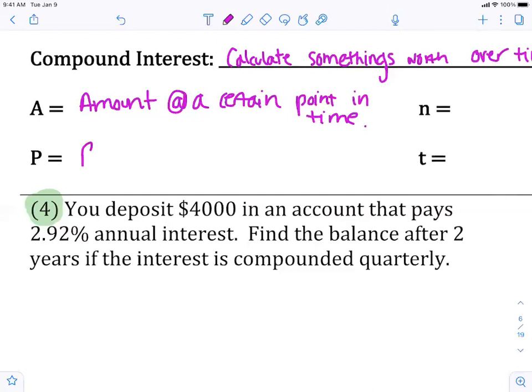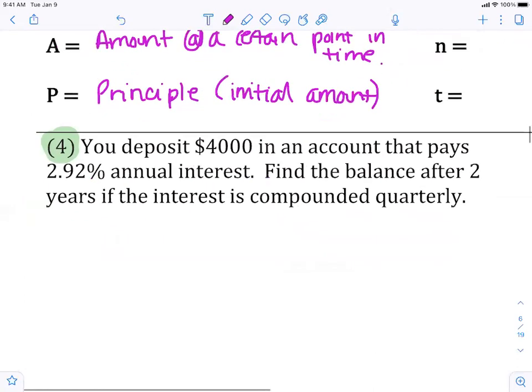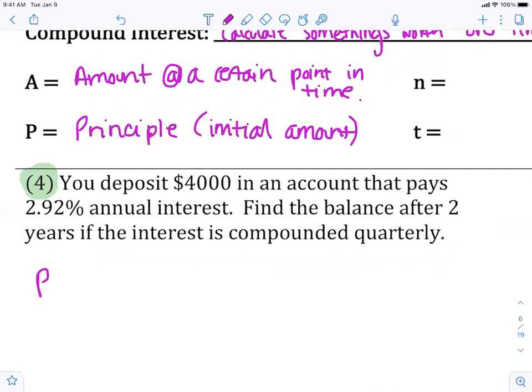P is what we call the principal, which is really just the initial amount. Kind of like how much are you starting with? So like, for example, in our problem here, our principal is going to be 4,000. That's how much we're starting off with. That's how much we're starting off putting in the account. So that is our principal balance.